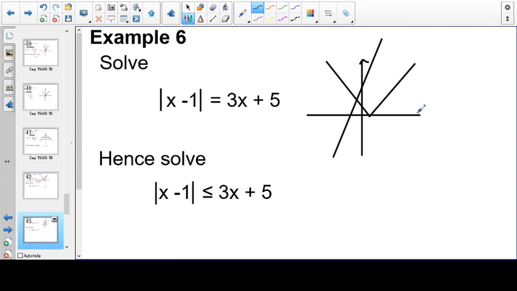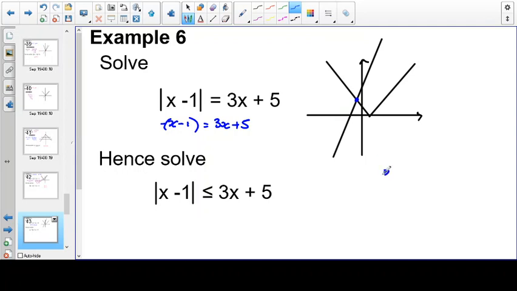Okay, now you can see that there is only one point of intersection. There is no point of intersection over here. So you've got to be careful how you draw it. If you didn't consider the fact that this was steeper, you might have ended up with 2 points of intersection. If you didn't draw it at all and solved it algebraically, you would end up with 2 points of intersection. The only solution is going to come from the negative version, the negative of that equal to 3x plus 5.